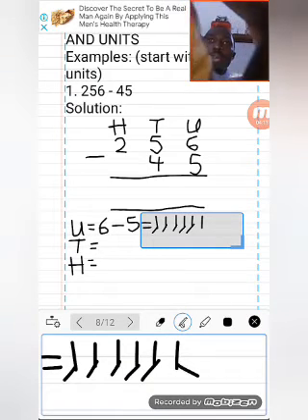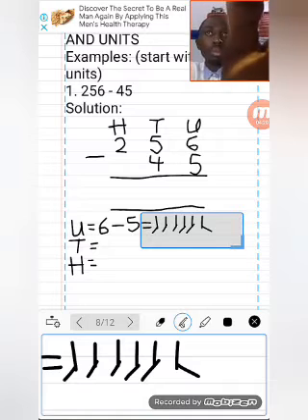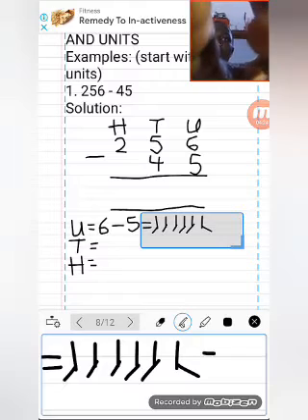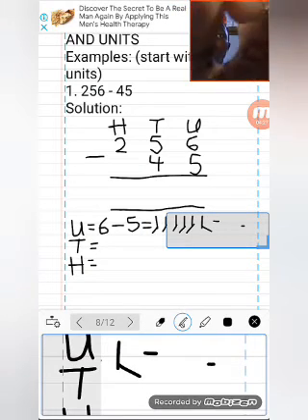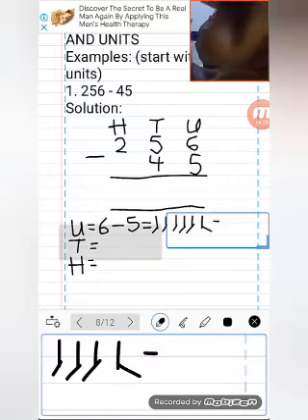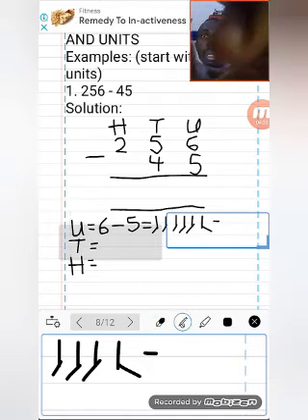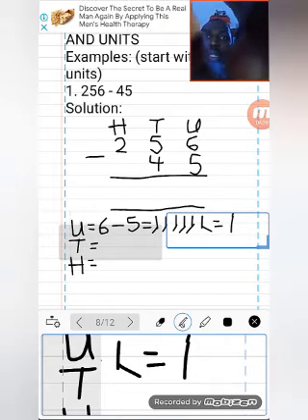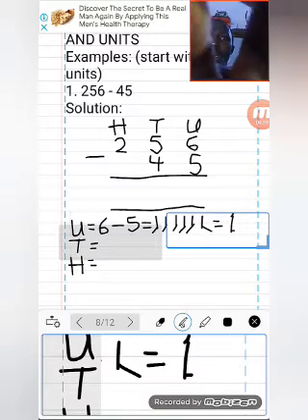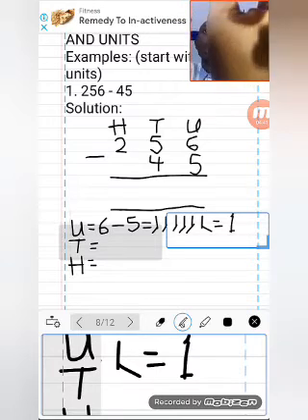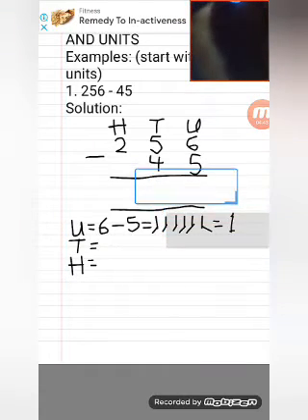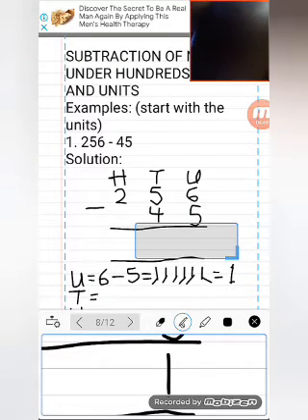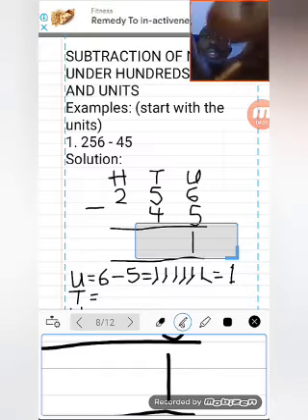Then we have 1. So 6 minus 5 is 1. Let's write it there. 6 minus 5 is 1. Good.